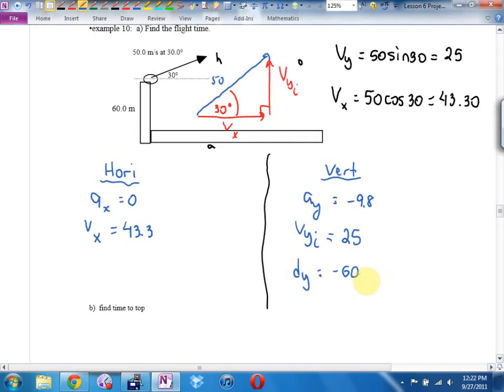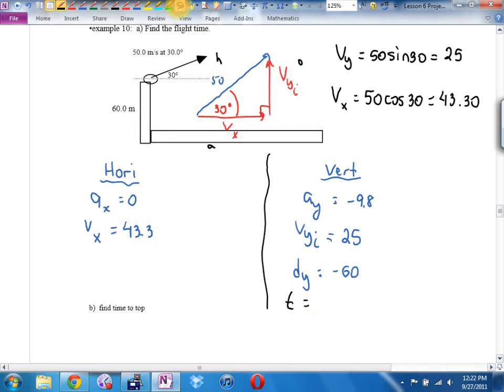Now I would say, hey, which column do I know three things in? I'm going to solve this vertical. And I'm going to solve this by finding t, time of flight. How? Well, I'm going to find an equation that has an A, a V, a D, and a T in it.